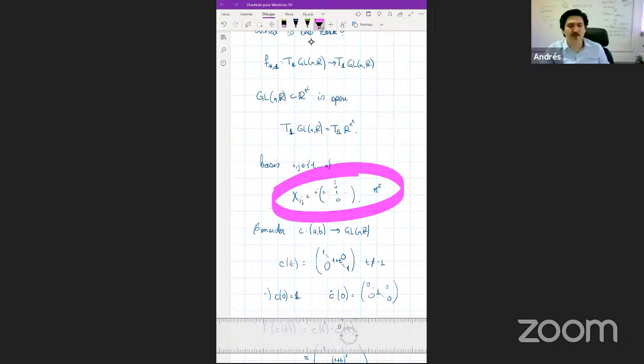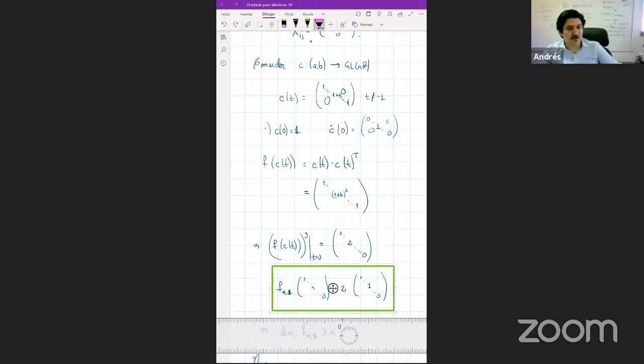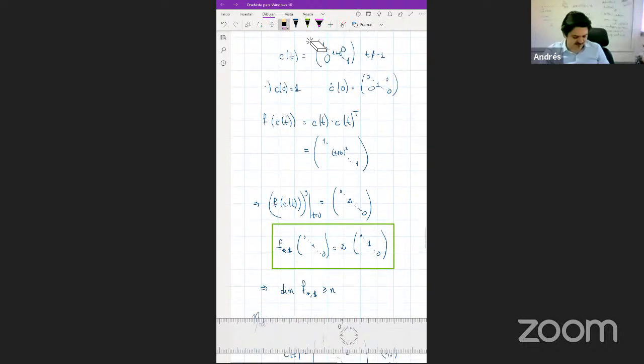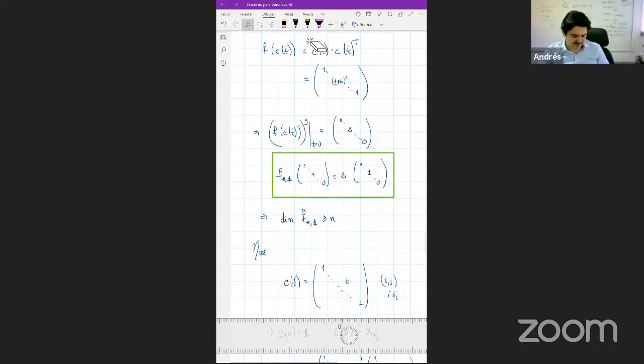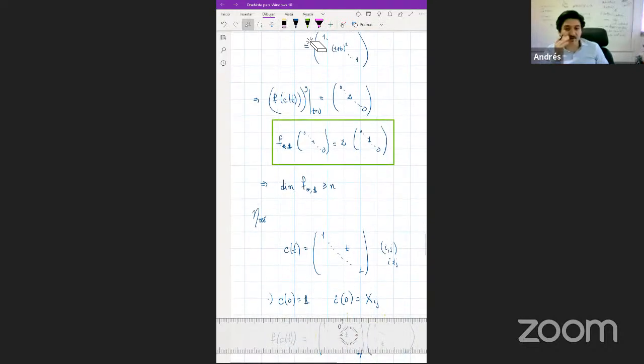Now I will consider when I have a 1 outside the diagonal. I would like to have a curve, and also a curve to the origin such that the derivative is that vector. So this is the curve that I take. Ones on the diagonal, and I have a t in the entry ij. Okay?